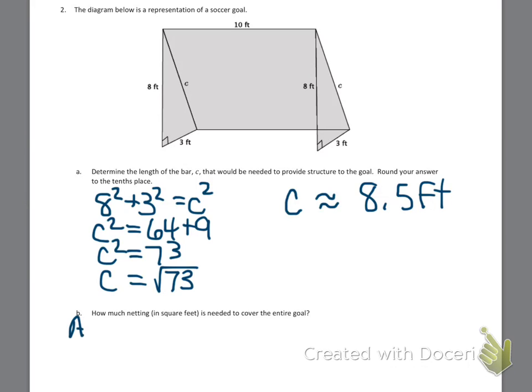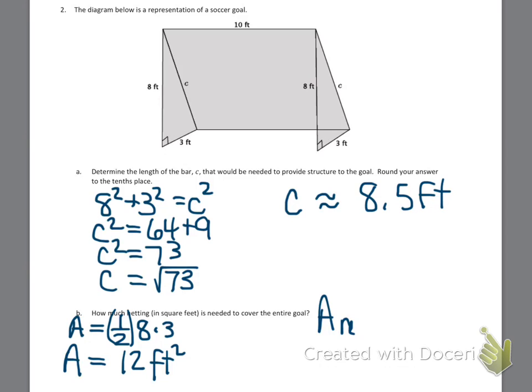The area of the triangle is going to be 1/2. Each triangle is 1/2 times 8 times 3. So that area is 1/2 times 8 is 4, times 3 is 12, and that's going to be 12 square feet. It's feet times feet. So we have 2 of those.